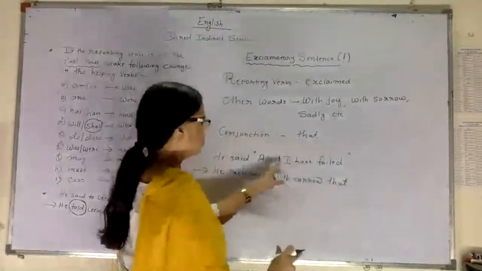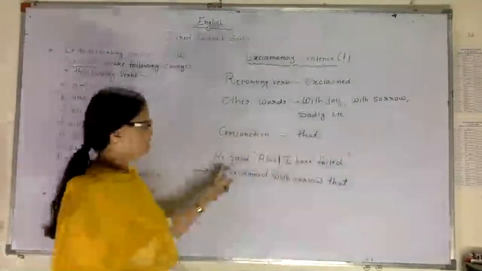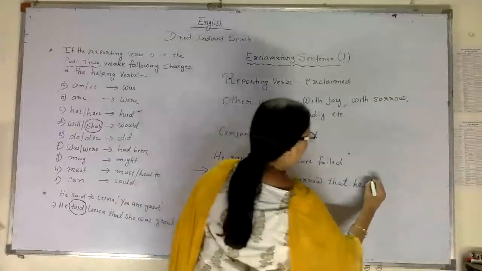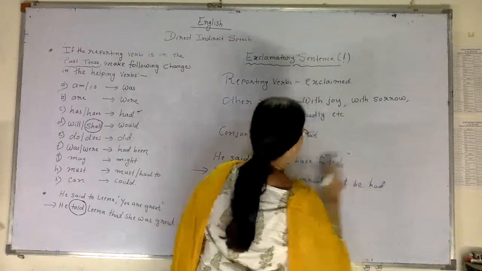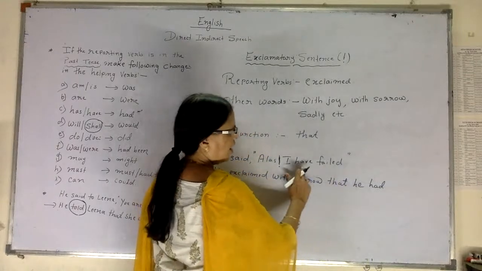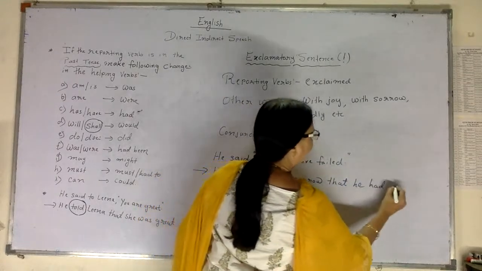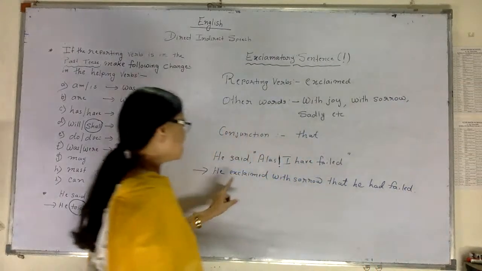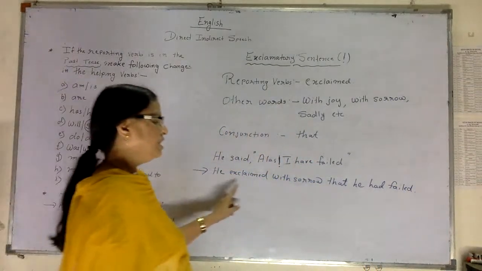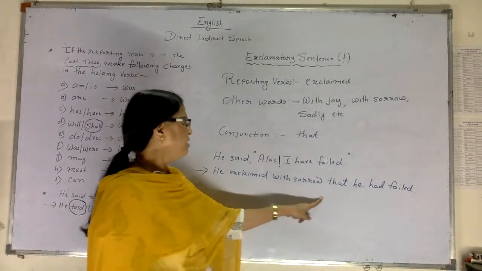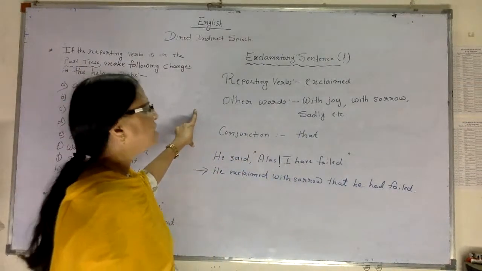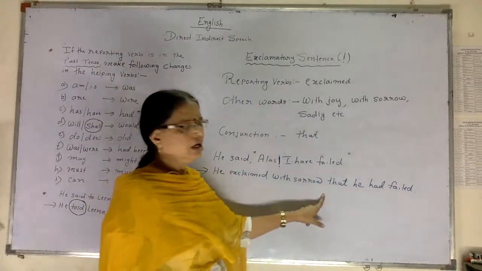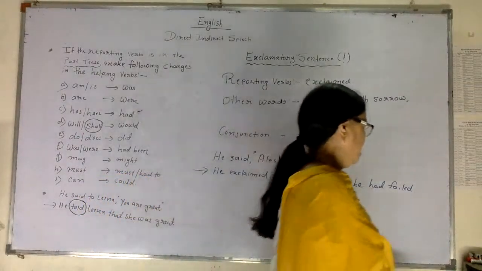I will change to "he" because he is the one speaking. "Have" will change to "had," as you have to make it past tense. "I" changed to "he," "have" changes to "had," and "failed" will remain "failed." So it will read: He exclaimed with sorrow that he had failed. This way you can change an exclamatory sentence into indirect speech.